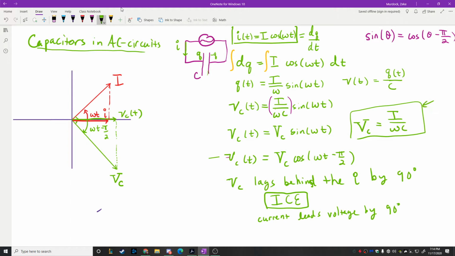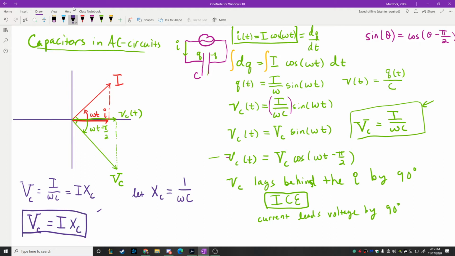All right, let's go back to this piece. Since the voltage across our capacitor is equal to I divided by omega c, we're going to take that 1 over omega c and define it as what we call capacitive reactance. So let Xc be equal to 1 over omega c. Then we can define the voltage across our capacitor as I times Xc, where Xc is given like this.